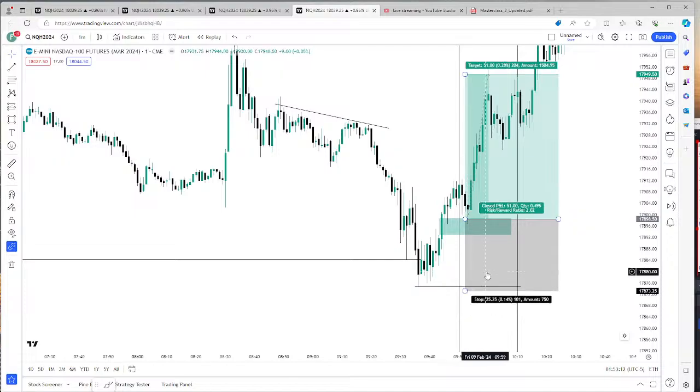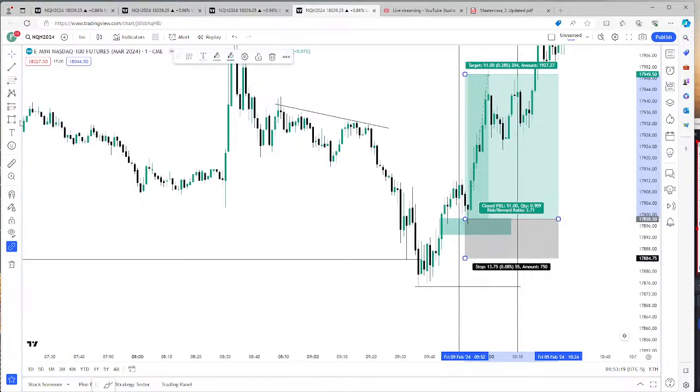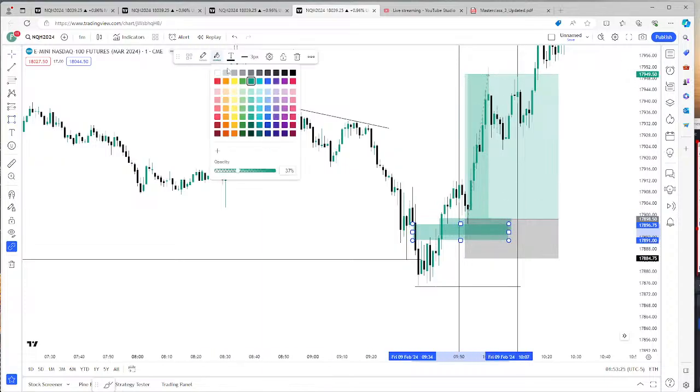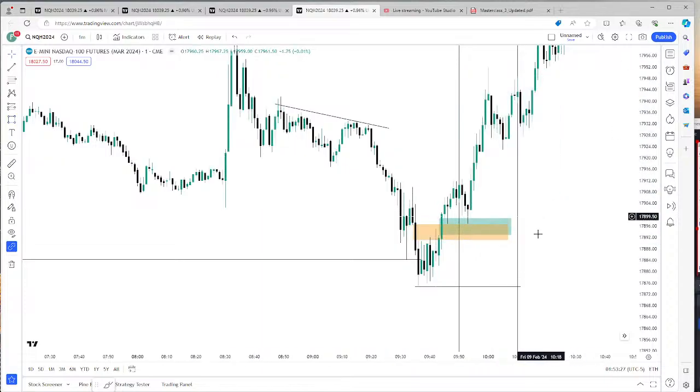For me, I don't want to have a stop loss that big, 25. Nah. So what I'm going to do is put my stop loss below this candle, which actually forms an inversion fair value gap, which I'm going to draw out here in orangey yellow. So that's kind of what I'm doing.